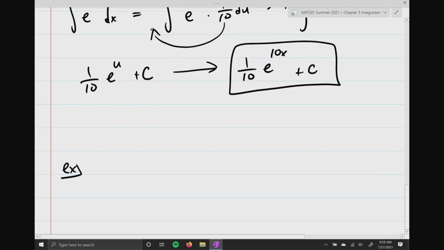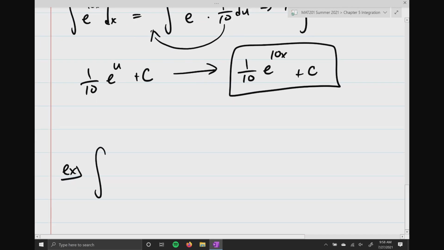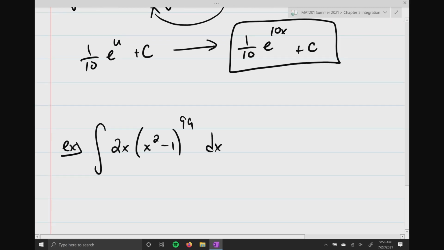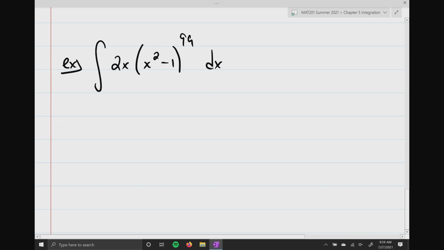All right, so how about this one? The integral of 2x times the quantity x squared minus 1 to the 99th power dx. Okay? Well, if we go back to the definition of the substitution rule, here's what we have. I'm going to write it in red.